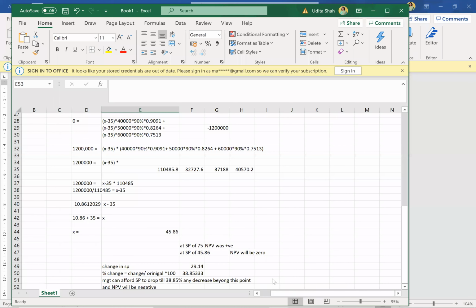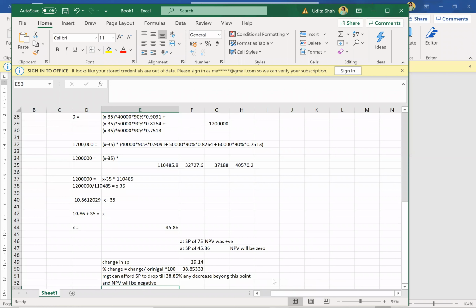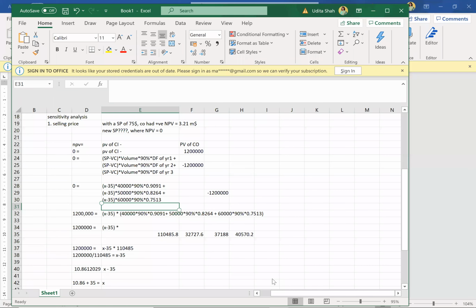So that is only for selling price we have done. Similarly, we have to do this for all the factors. See if you understood this formula, formulating this equation. Then it is only your 7th, 8th standard mathematics after that. Formulating this equation was important.